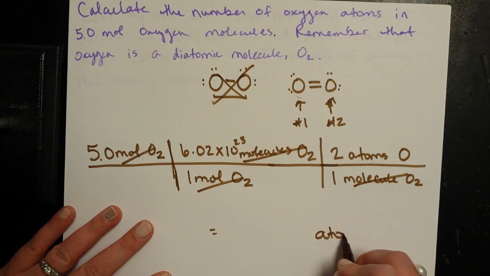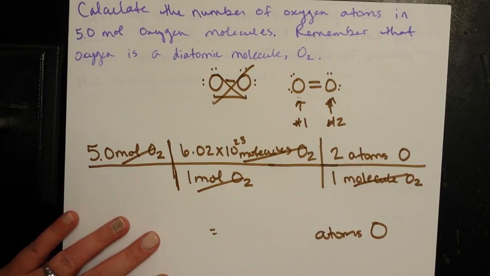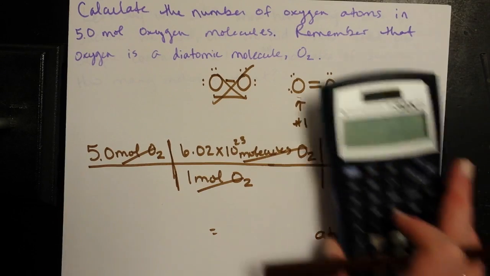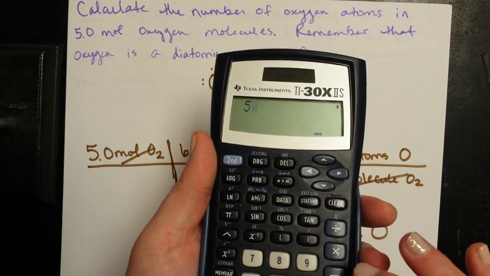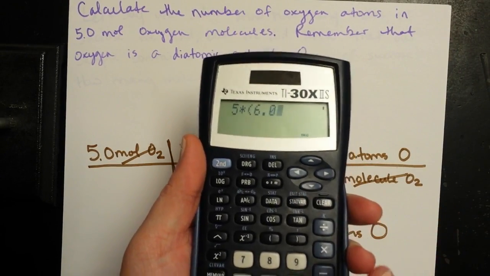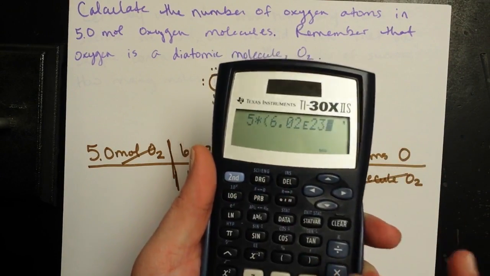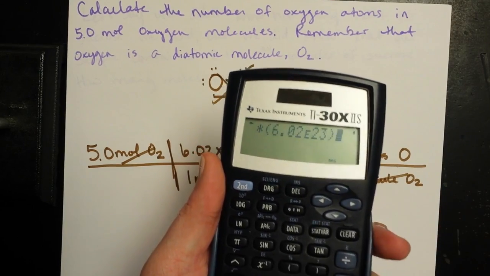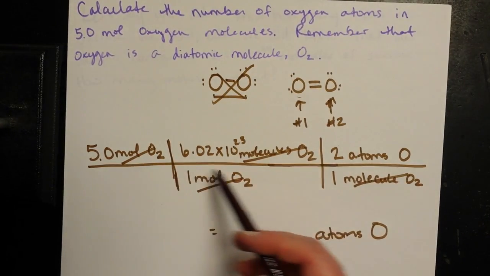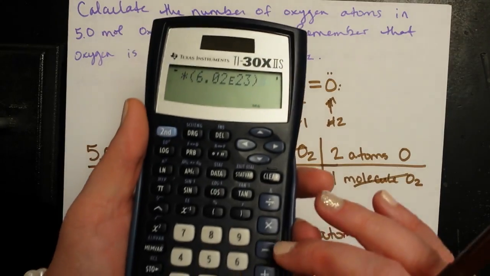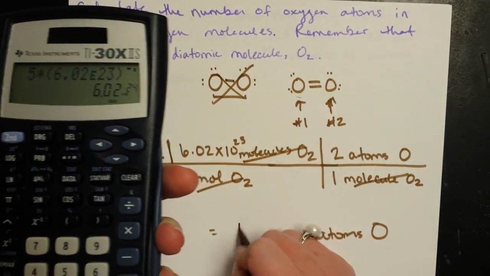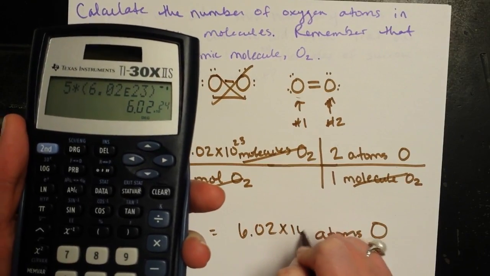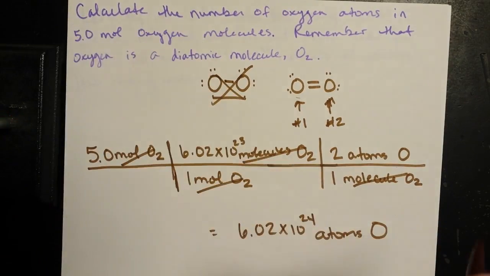So, alright, let's figure out how many atoms that is. So we will do 5 times Avogadro's number. And realize how I put that in parentheses. I'm closing my parentheses. And really I can just multiply all the way across. So times 2. And I get 6.02 times 10 to the 24th atoms.